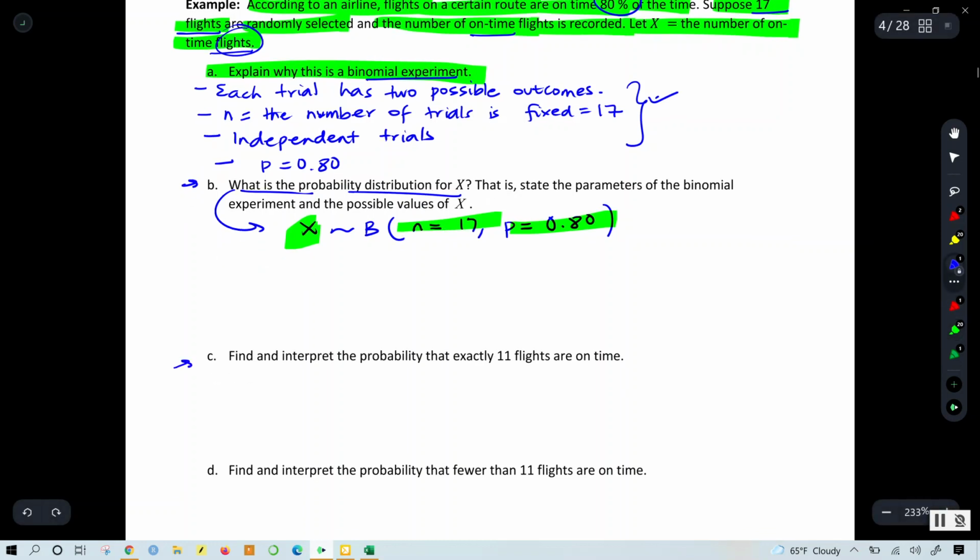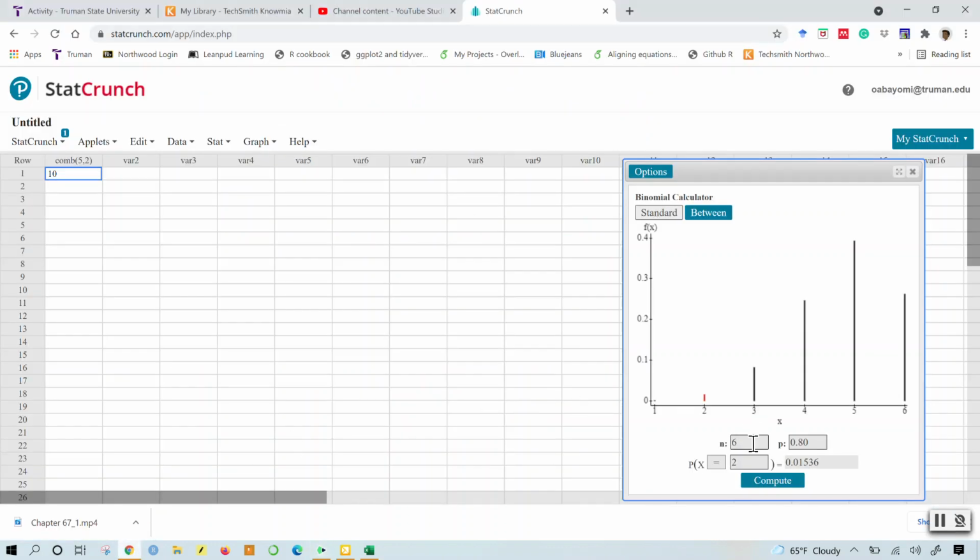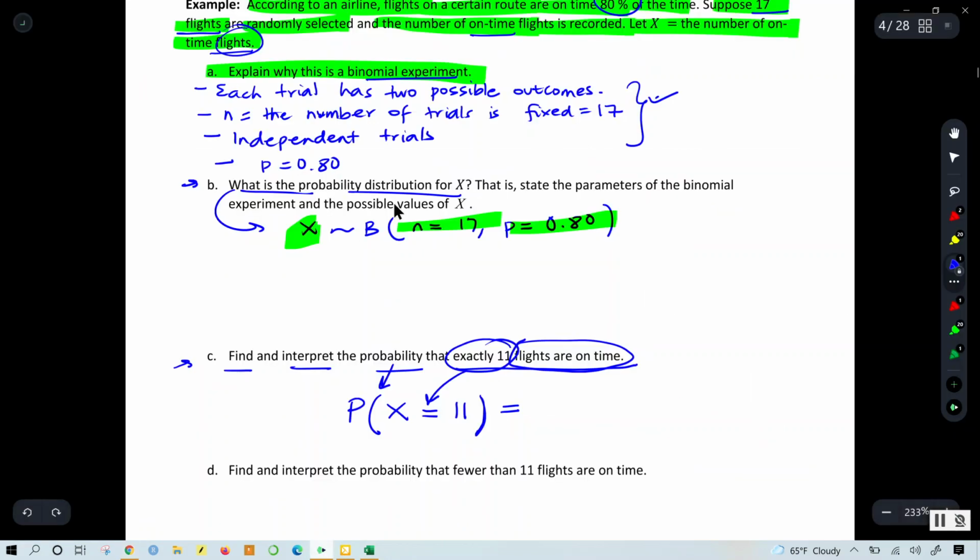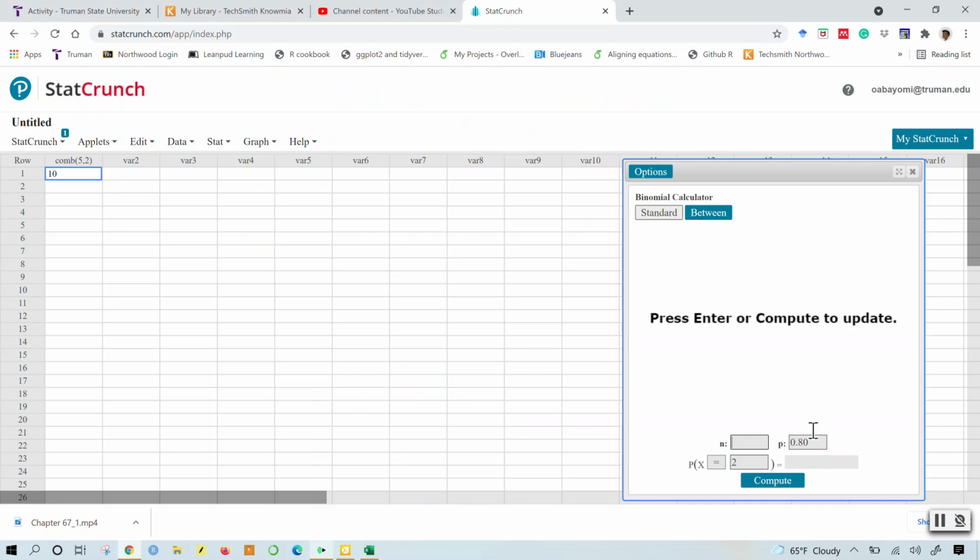Then the next question is, find and interpret the probability that exactly 11 flights are on time. This means the probability, capital P, that X, the number of flights that are on time, is exactly 11. So in this case, what I need to do is go back to StatCrunch and set the appropriate parameters. Take note, in this question, our n is 17 and our p is 0.80. So I'm going to set that up: n equals 17, and p equals 0.80.